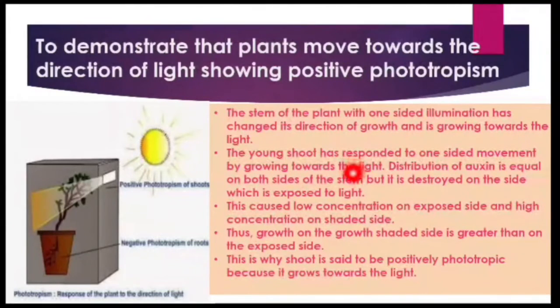Distribution of auxin is equal on both sides of the stem, but it is destroyed on the side which is exposed to light. This causes low concentration on the exposed side and high concentration on the shaded side. Thus, growth on the shaded side is greater than on the exposed side. So that is why the shoot is said to be positively phototropic because it grows towards the light.